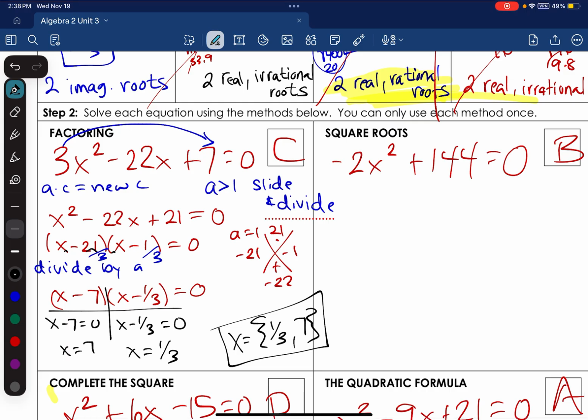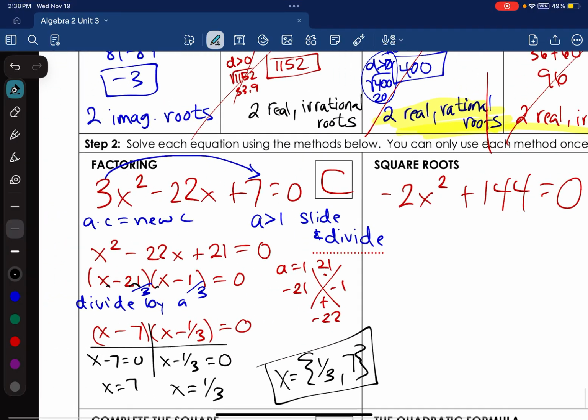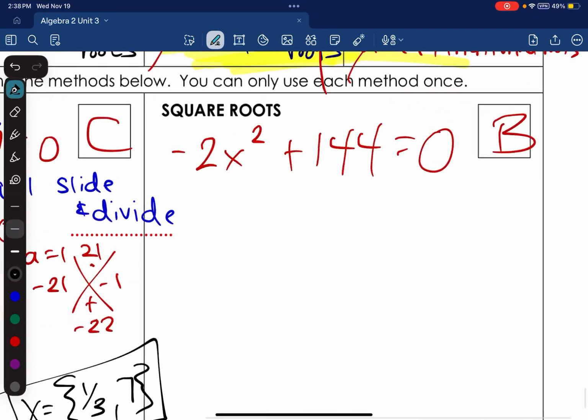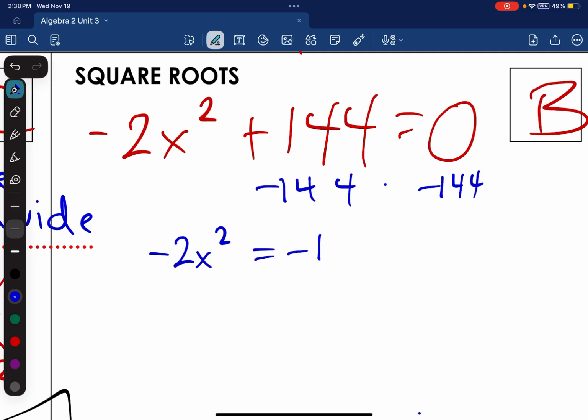Okay, now we're going to solve the next equation by square roots. So if we're solving by square roots, we're not getting it equal to 0 because we're not factoring. To solve it by square roots, our goal is to isolate the x squared. So to get the x squared by itself, I'm going to subtract 144 over. So I'm going to get negative 2x squared equals negative 144. I then am going to divide both sides by negative 2.